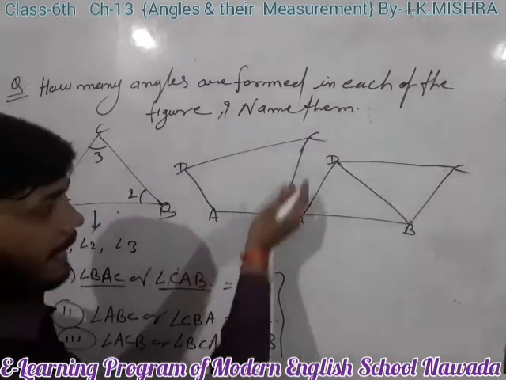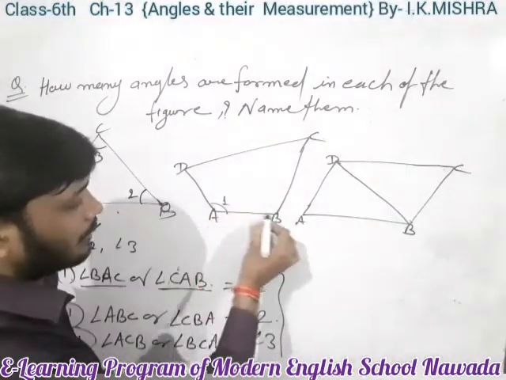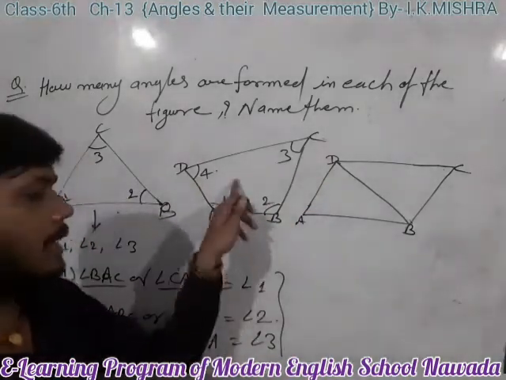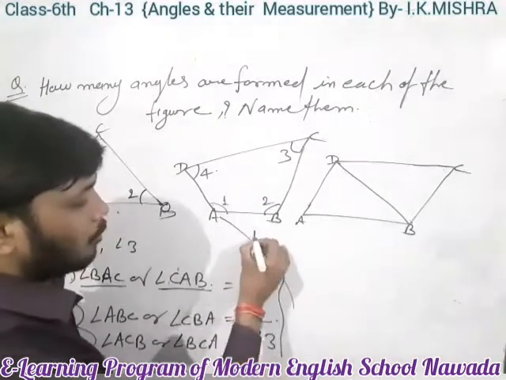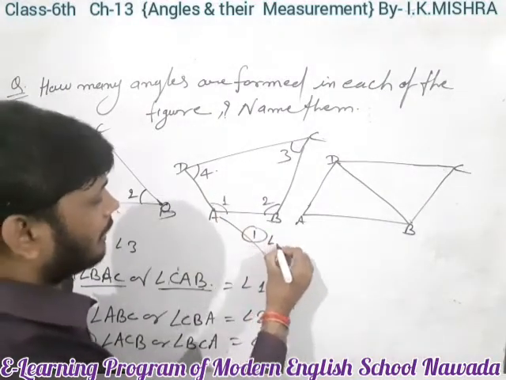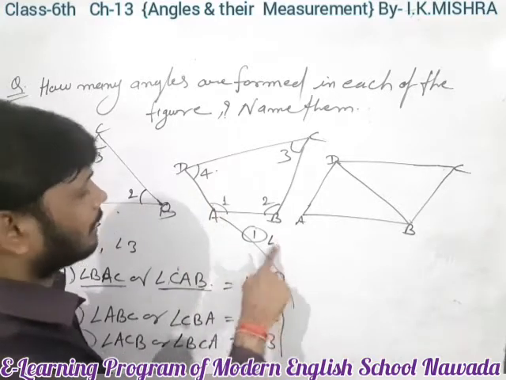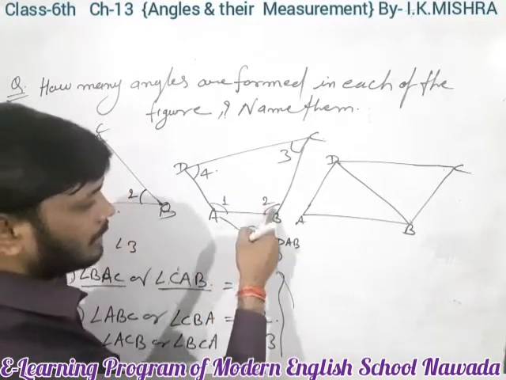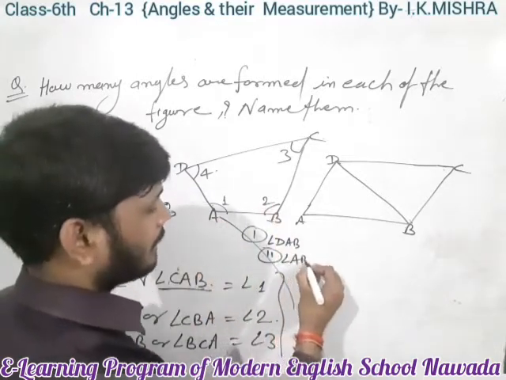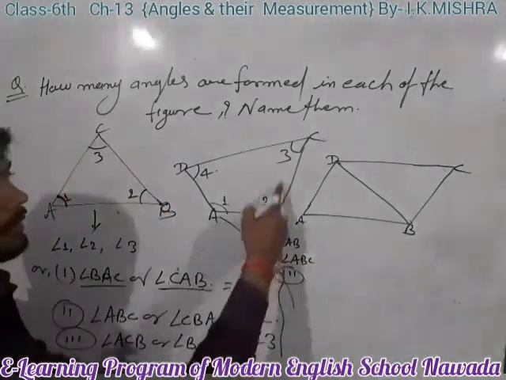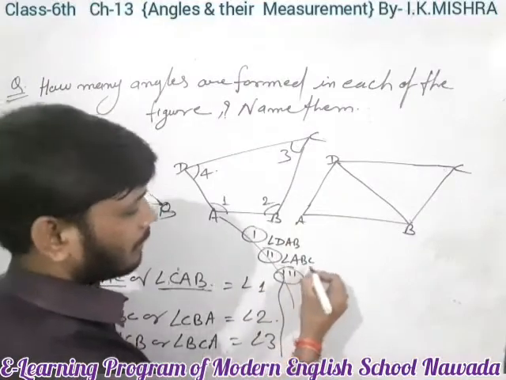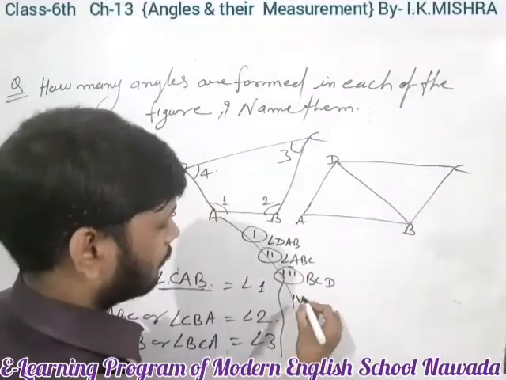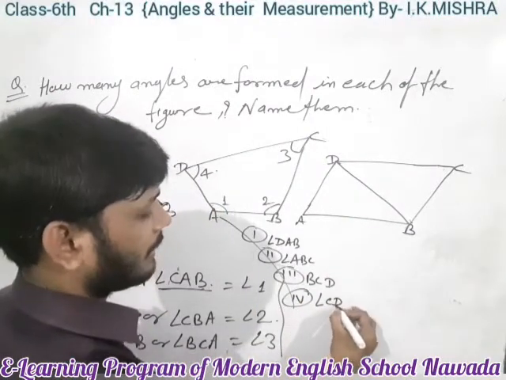Now students, in this figure, how many angles are there? Angle 1, angle 2, angle 3, angle 4. Here there are 4 angles, and we name them one by one. Angle 1's name is angle DAB. Number 2 is angle ABC. Number 3 is angle BCD, and students, number 4 is angle CDA.